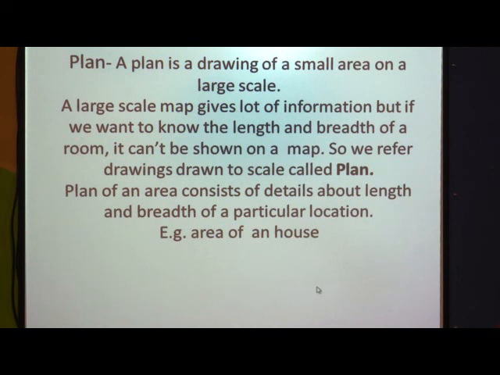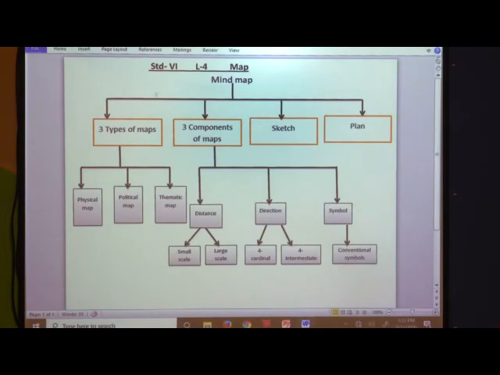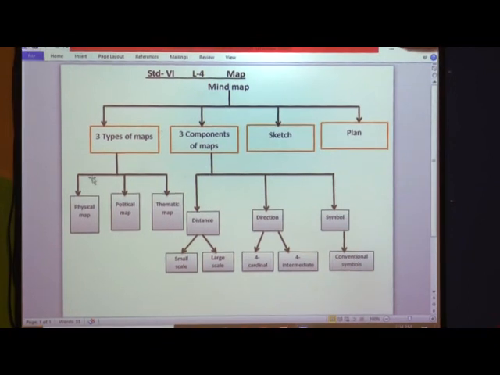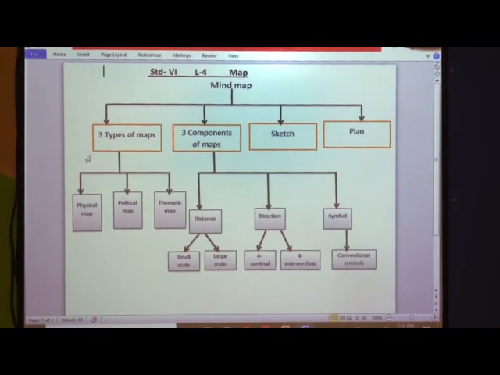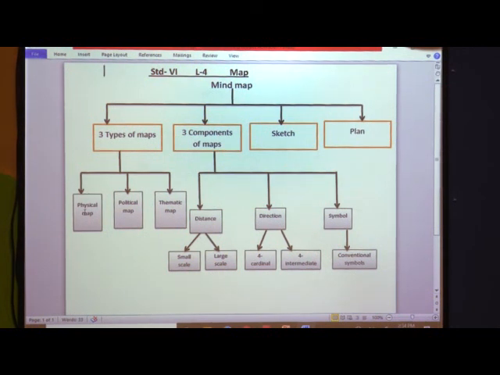Now, this is a mind map. Okay, children, whatever we have learned in our last session and today's session, this is a mind map, means just a rough, short knowledge of what we have learned. So, we have learned the introduction of map. Then we have seen the three types of maps, that is physical, political and thematic. Again, we have seen the three components of maps, that is distance, direction and symbol.